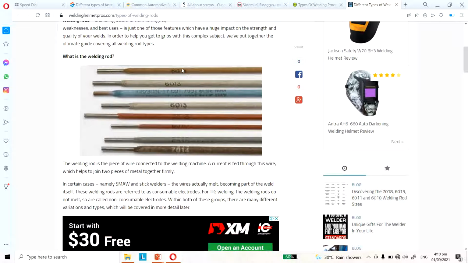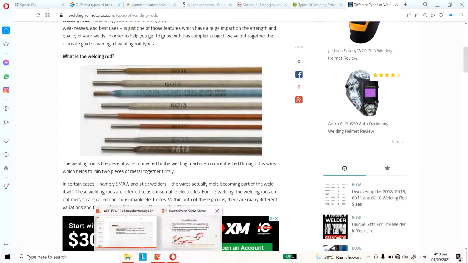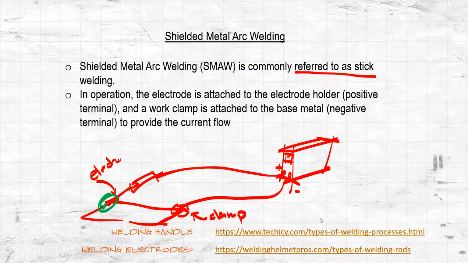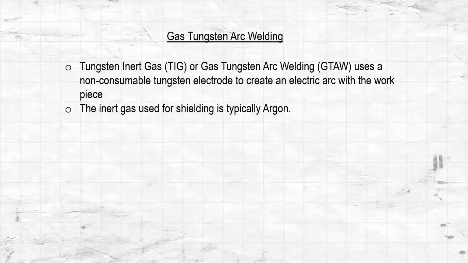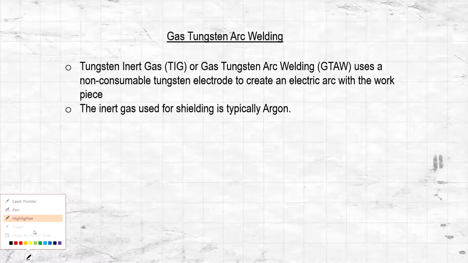And the third digit, I think, refers to the position, whether it's overhead, flat, vertical or horizontal. And the last digit refers to the flux, I think flux or coatings in the electrodes. Another one is gas tungsten arc welding, so tungsten inert gas.